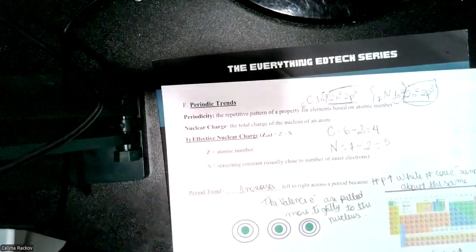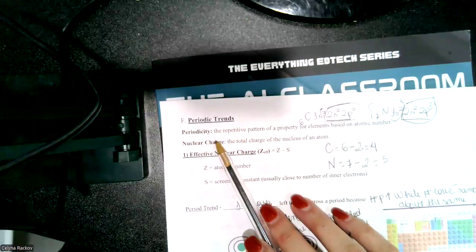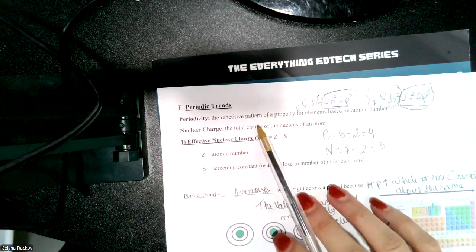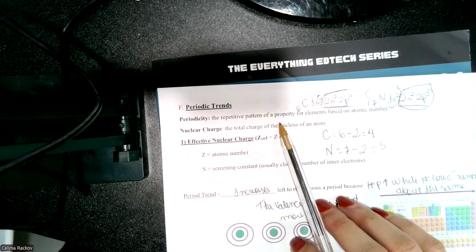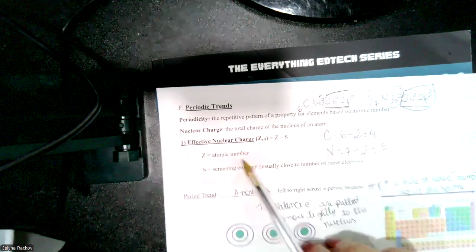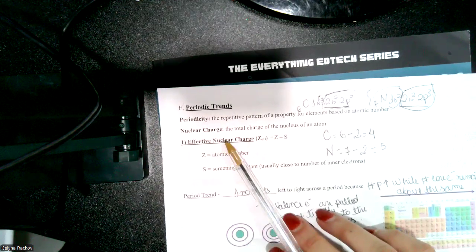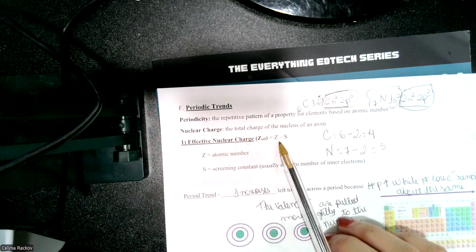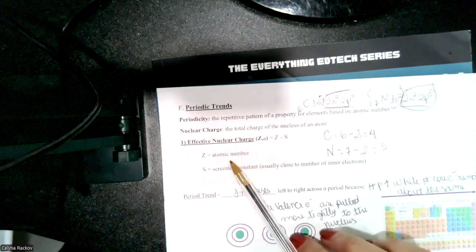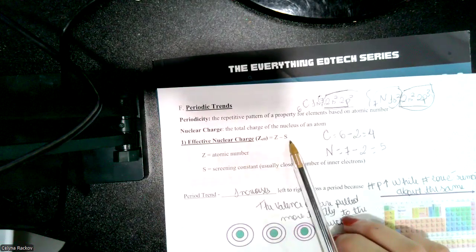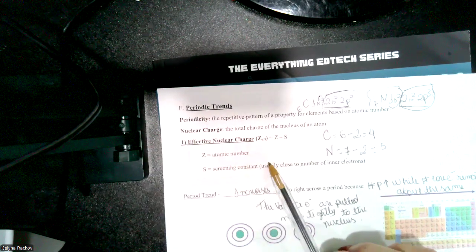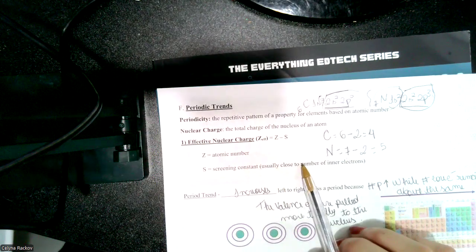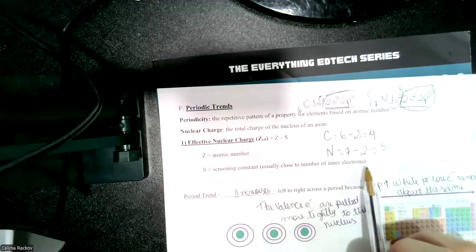So the first property is nuclear charge. Nuclear charge is the total charge of the nucleus in an atom. To calculate the effective nuclear charge, it is the atomic number, Z, minus S, the screening constant. And the screening constant is usually a number close to the number of inner electrons.